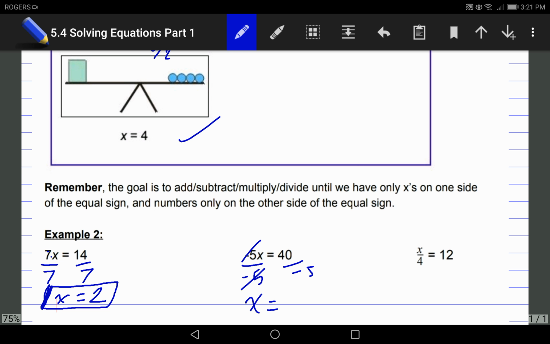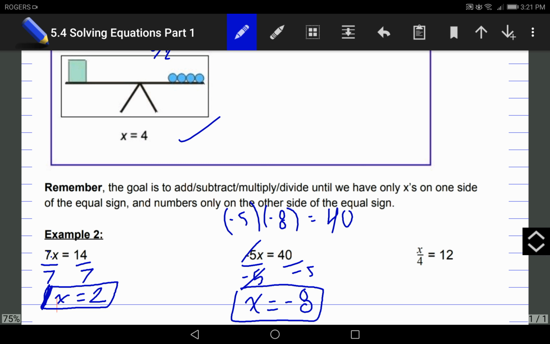40 divided by negative 5 is negative 8. You can always check your answer, right? Negative 5 times negative 8. So replace x with the negative 8. It should equal 40, and it does. Negative 5 times negative 8 does equal positive 40.